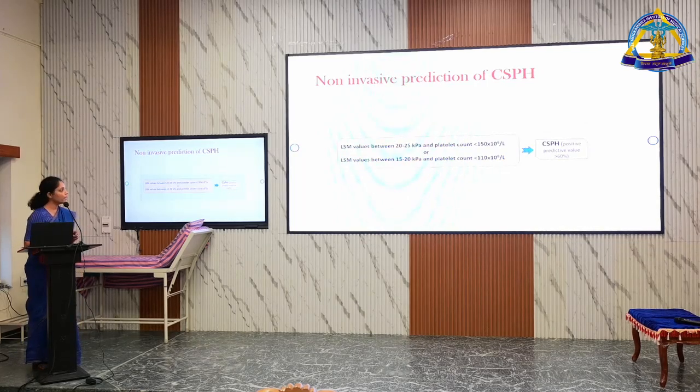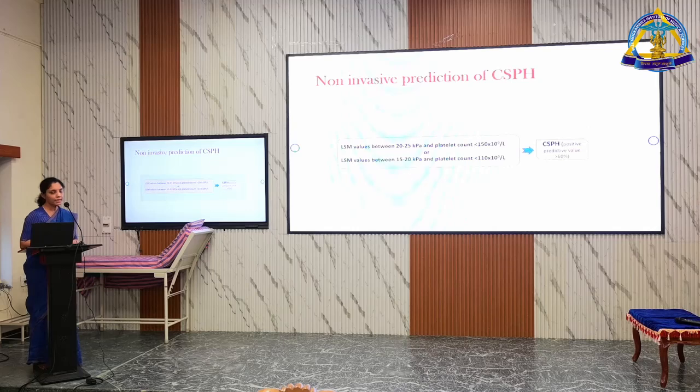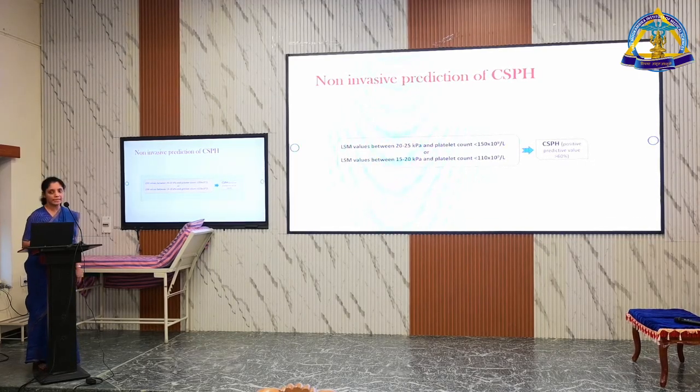It is a new technology whereby ultrasound, like sonic waves, is used to measure the liver stiffness. If the LSM value is between 20 to 25 kPa, expressed in kilopascals, and the platelet count is less than 1.5, or the LSM value is between 15 to 20 kPa and the platelet count is less than 1.1. If the LSM value is less than 15, most of the time you can rule out cirrhosis. So if the patient satisfies any of these criteria, you can say that there is CSPH with a positive predictive value of more than 60%.